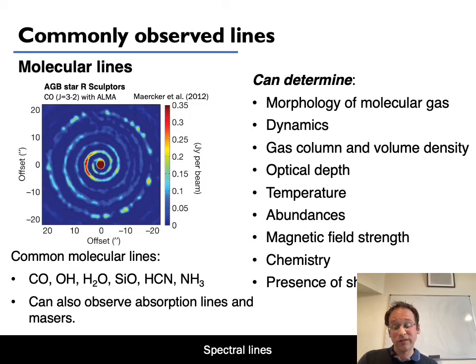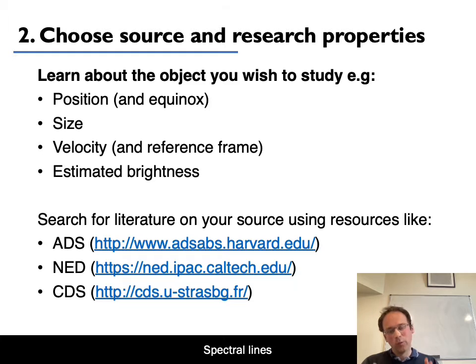A lot of these lines are obviously very important for many different physical and chemical processes going on in galaxies. And so once you've chosen the spectral lines that you want to observe in order to carry out your science, you want to then think about, of course, the source or the sources in your sample where you'll be observing those spectral lines.